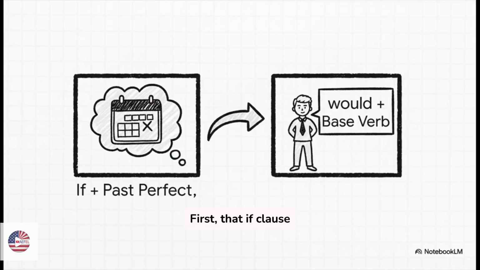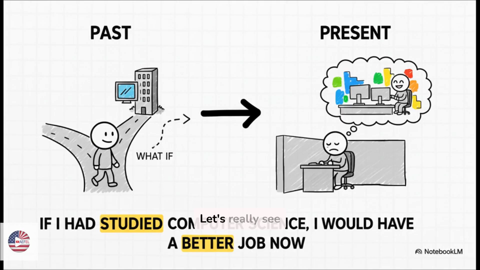First, that if clause uses the past perfect, that's just had plus the past participle, to set up that different past action. Then, the result part uses would plus the basic verb to describe the different present situation that comes from it. Okay, let's really see this in action. Look at that first one. If I had studied computer science, I would have a better job now. See that clear link? The past action, had studied, leads directly to the present result, have a better job.